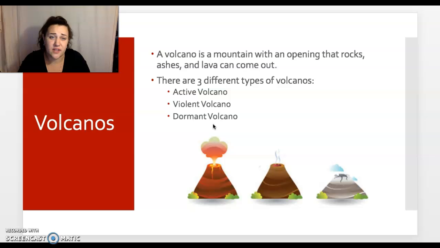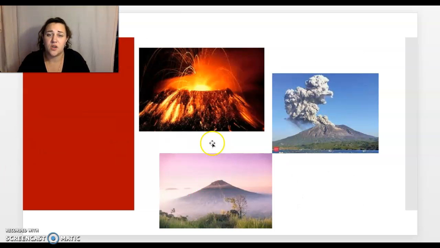Violent is dangerous, friends. It's aggressive. That's what it means. So it can be very dangerous. We have over here an example of our violent volcano. You can see it's very dangerous and you would not want to be anywhere near this when this is happening. Our active volcano, it can erupt and become violent, but for the most part, it's just got some smoke that comes out every once in a while and it's not too dangerous.